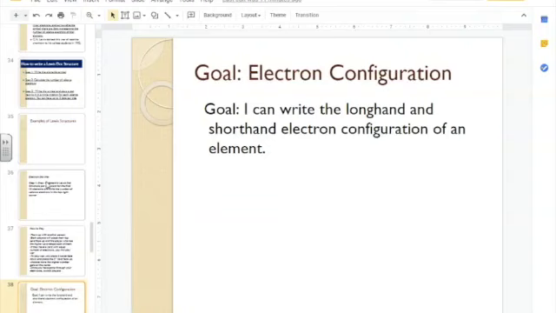So now we're going to talk about the last thing in this unit, and that is electron configuration. Your topic is electron configuration, and your goal is: I can write the longhand and shorthand electron configuration of an element.